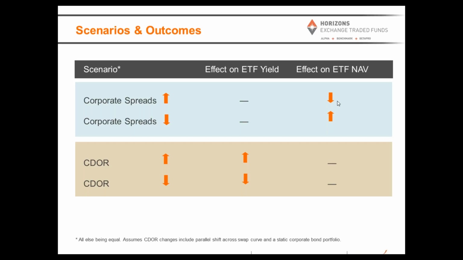So what we're seeing right now is, if we expect interest rates to go up, that's going to be good for the yield. Corporate spreads currently are slightly wider than usual, so you could expect to see them tighten slightly in an inflationary environment, which would also be good for the net asset value.